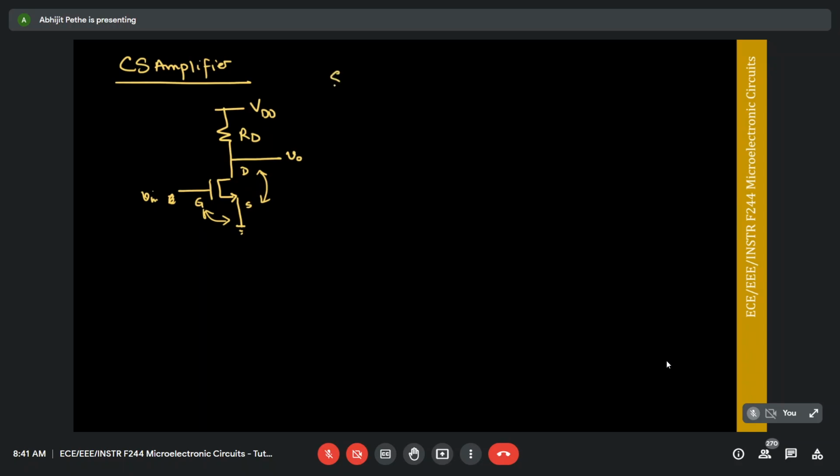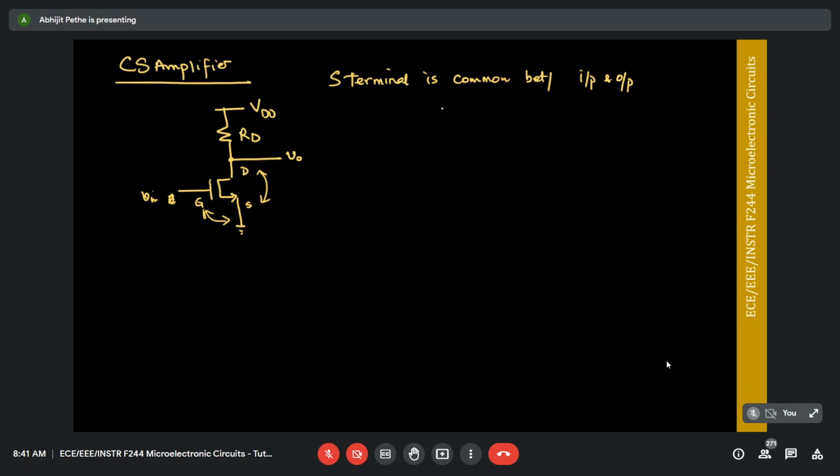So the source terminal is common between input and output, and hence this configuration is known as a common source amplifier. This specific case is known as a resistive loaded common source amplifier. Now we looked at the transfer characteristics of the circuit, right?